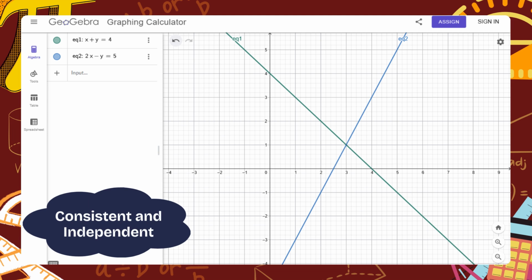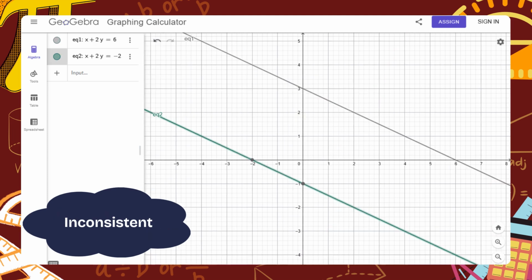So if lines have one solution, again we will call it consistent and independent. Now for case 2, they are parallel. So they have no intersection, which means there's no solution. So we call it inconsistent. So again, if the lines don't intersect, there is no solution, and we call it inconsistent.